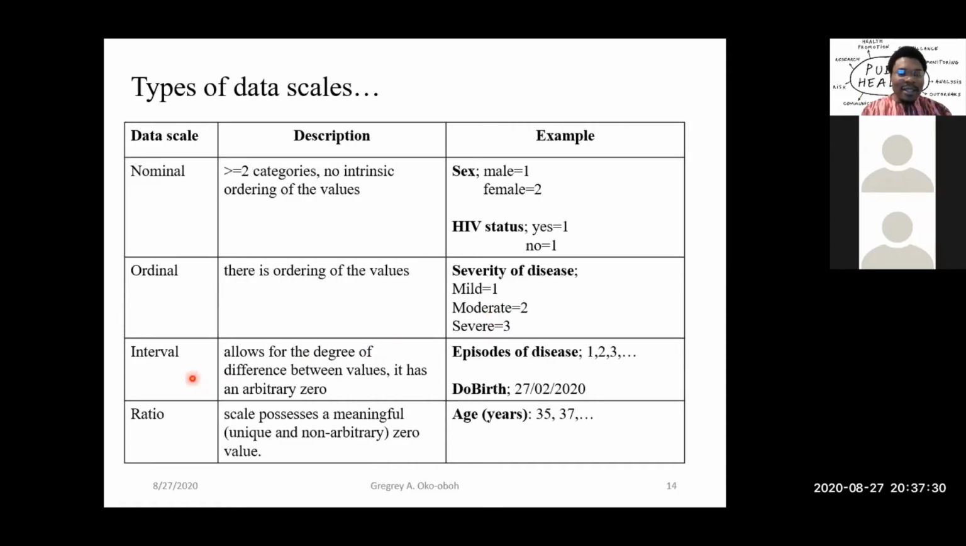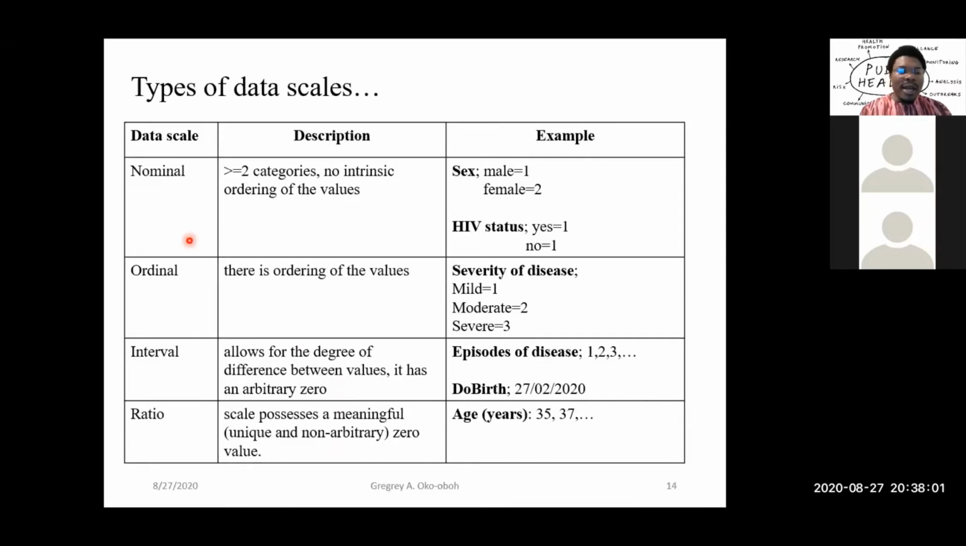Then interval scale and ratio scale, these are the numerical scales. Remember, we are talking about data. If we are talking about variables, we'll be talking about discrete and continuous. But in this case, we're talking about interval and ratio scale. So what is interval scale data? Interval scale data are data that allow for degree of difference between values. It has an arbitrary 0. It allows for a degree of difference.